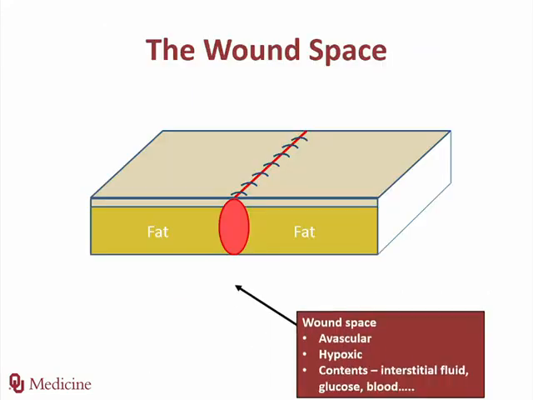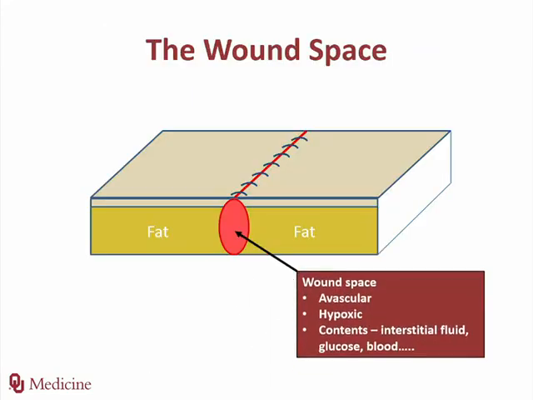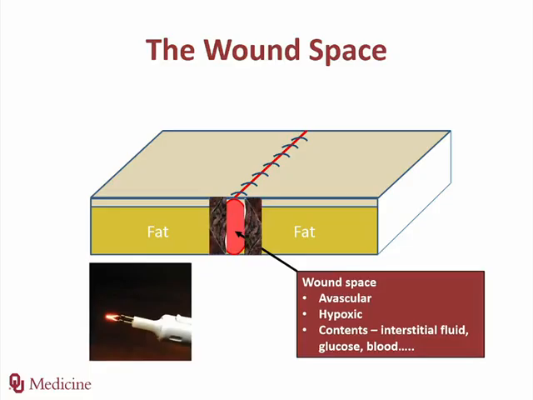The other thing to highlight is that the wound space is an ideal place to grow bacteria. It's avascular because we've often cauterized around it. We don't like blood clots in wounds, so we stop bleeding and things like that. We also suture around the wound or put staples that actually compress blood vessels. So it's a relatively avascular space. It's hypoxic, but it has interstitial fluid and other things that like to grow bacteria.